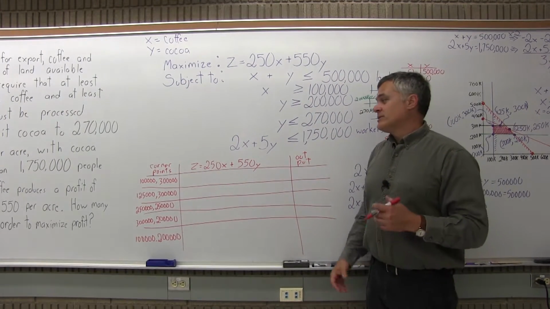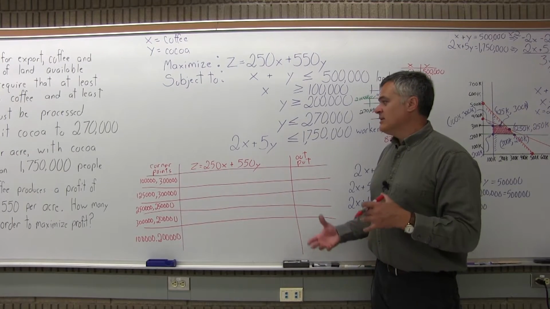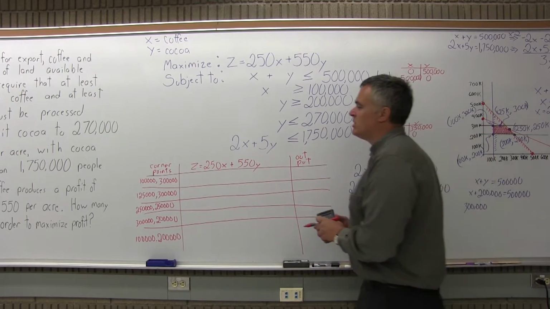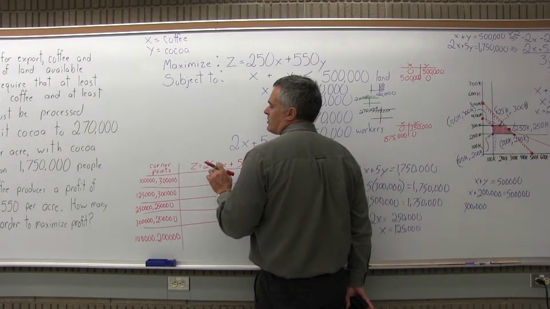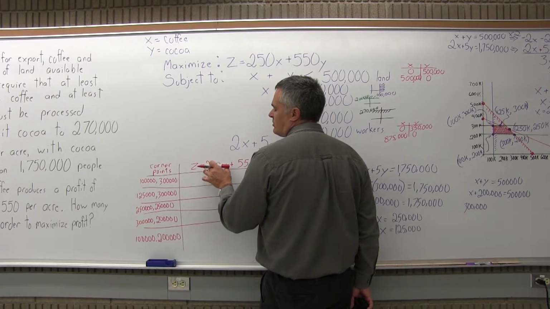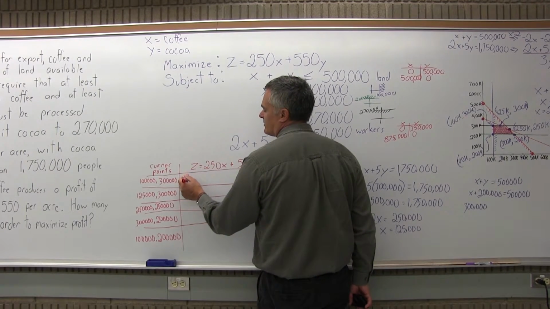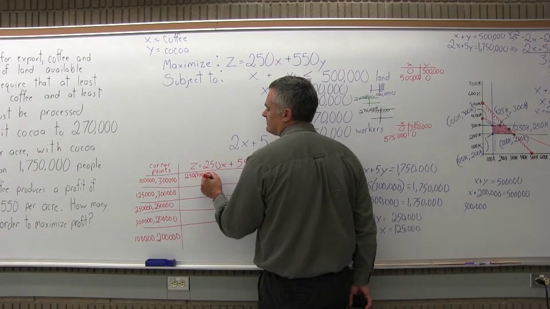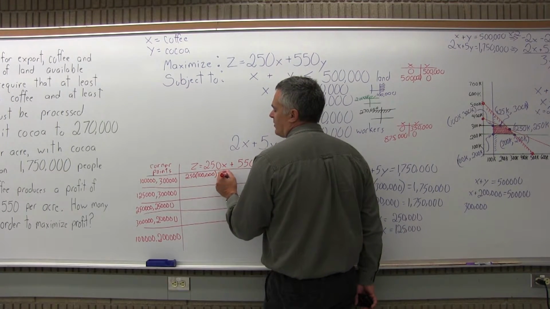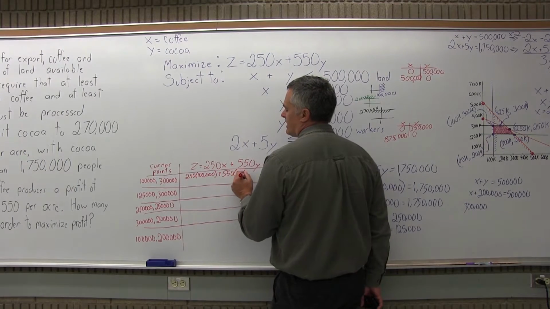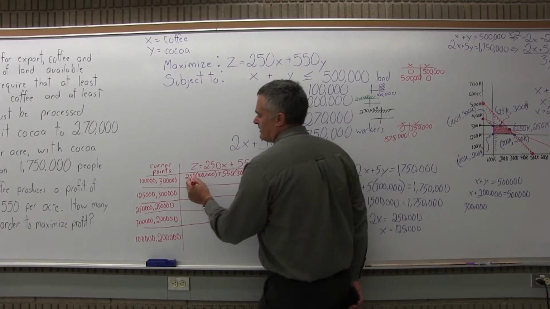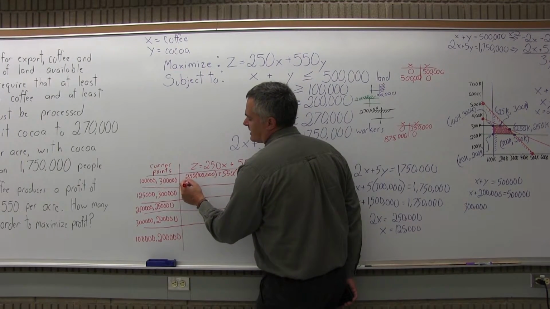And now I'm ready to start plugging those x and y values that I just listed of my corner points into the object function. And I have a feeling that I'm going to need my calculator. So the first corner point has an x coordinate of 100,000. So the 250x of my object function will be 250 times 100,000. And plus the 550y becomes 550 times 300,000. So let me do the math for that. 250 times 100,000, I should have a 25 with 6 zeros, which would be 25 million.